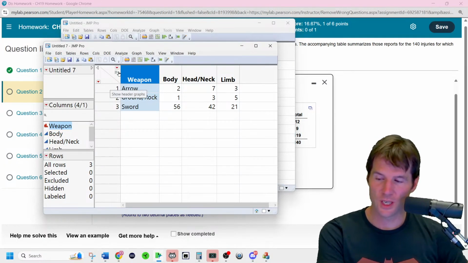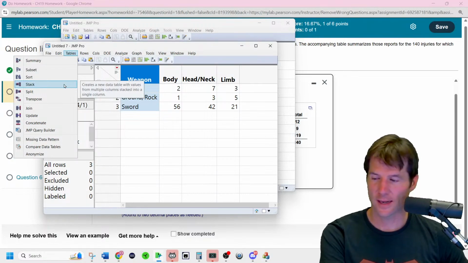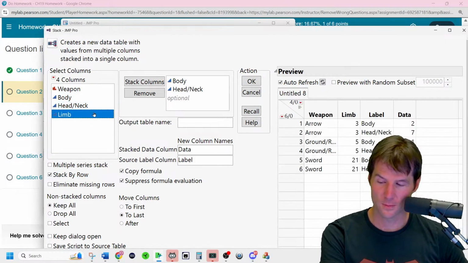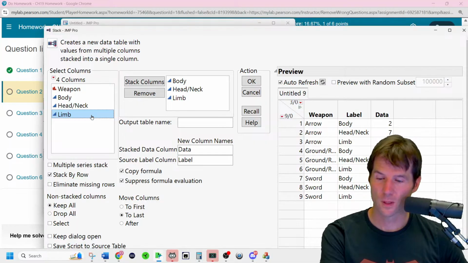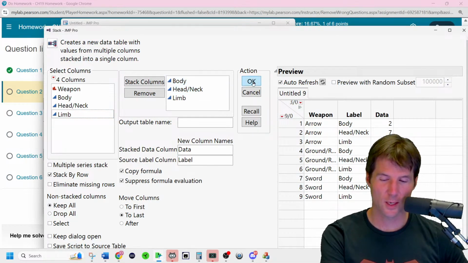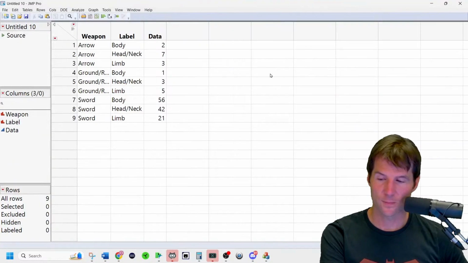We're going to go to Tables, Stack. Double click only the blue columns, then click OK. Double click the blue columns, you should see this, then click OK. Now we have our data ready to analyze.